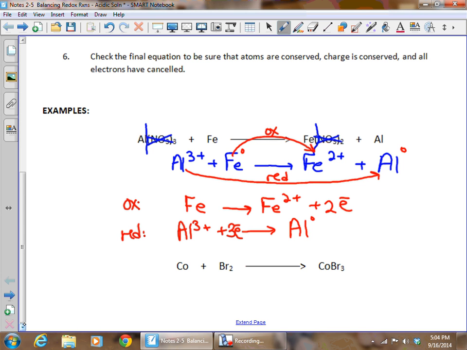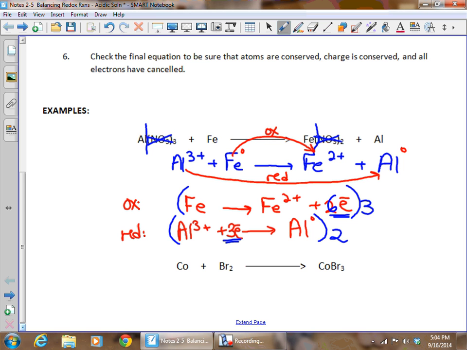We have to have the same number of electrons lost as electrons gained. So if you look, we have 2 electrons being given off in the oxidation reaction and 3 electrons being gained. In order to get those electrons equal, it looks like we're going to need to multiply the top reaction by 3 and the bottom reaction by 2. So let's show what happens when we do that.